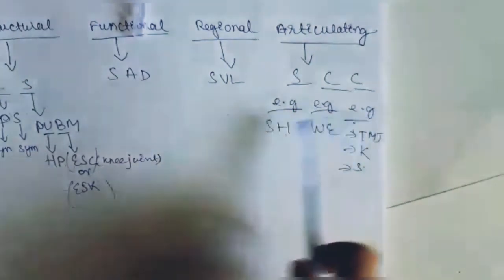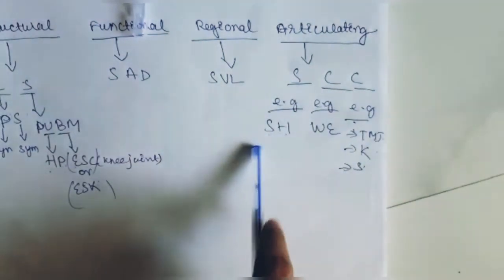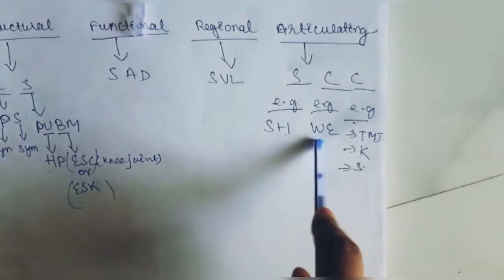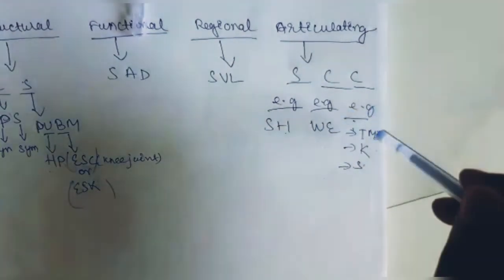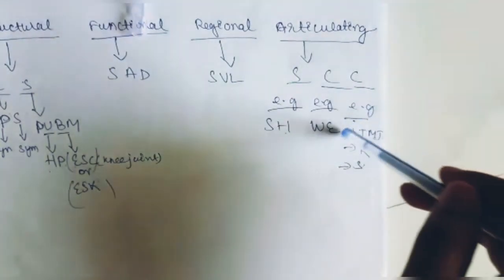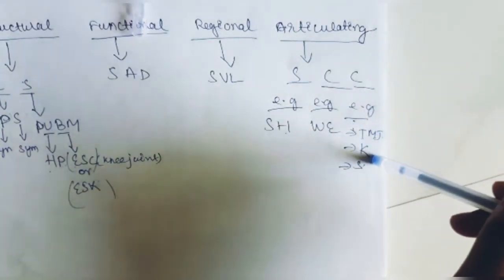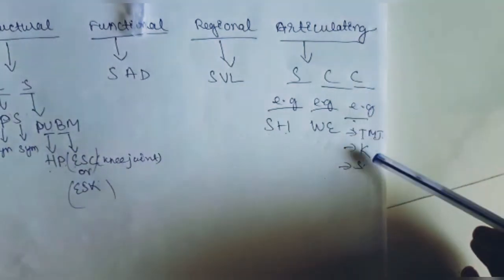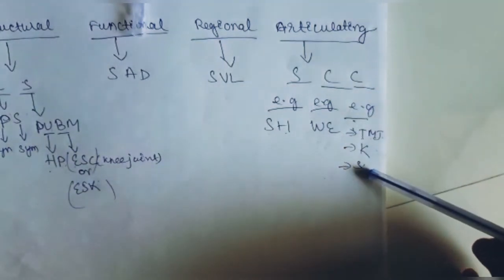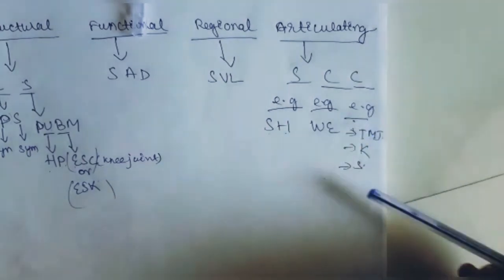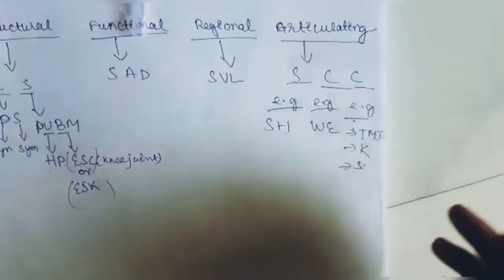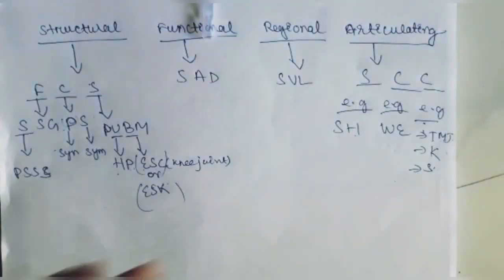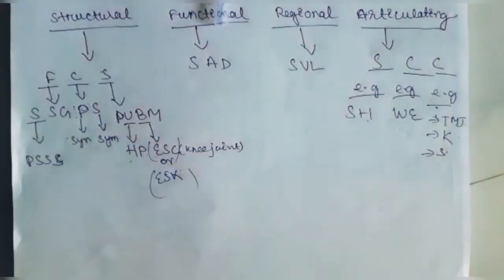The examples I have written here: SH, like your shoulder joint and hip joint; WE, wrist joint and elbow joint; TMJ, K and S. TMJ, temporomandibular joint, knee joint, and sternoclavicular joint. These are the examples. So this is the shortcut flow chart to remember all the joints like this.